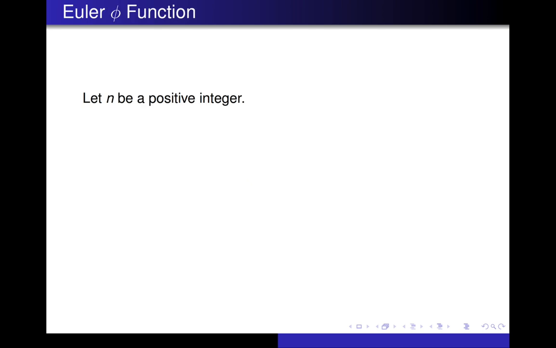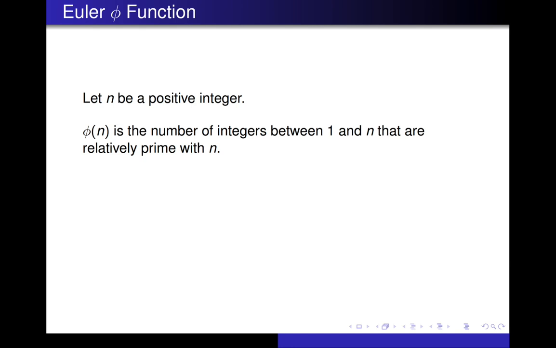Alright, so let's suppose we have a positive integer n. Just to remind you, phi of n is the number of integers between 1 and n that are relatively prime with n. So you look at all the integers between 1 and n, count the ones that are relatively prime, and whatever number of integers you have, that is phi of n.